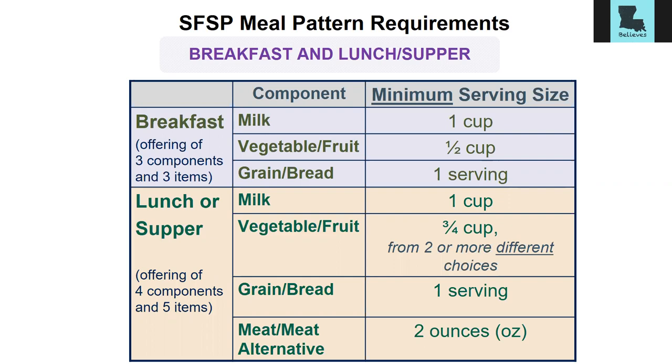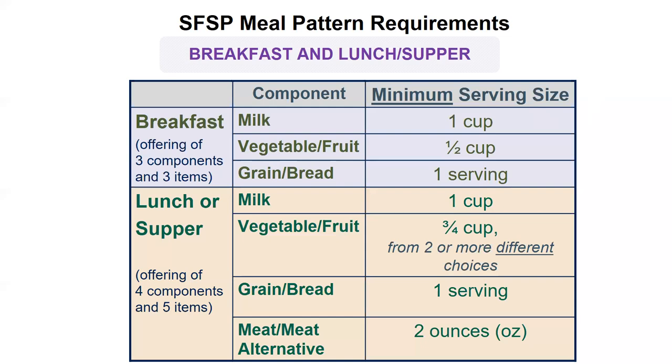However, for just basic requirements for SFSP, breakfast does require the offering of three separate components in the form of three items. So for breakfast, you always have to offer milk to children in a minimum portion of one cup. You always have to offer a vegetable slash fruit offering and a minimum of a half of a cup. And you always have to offer a bread grain and a minimum of one full serving.